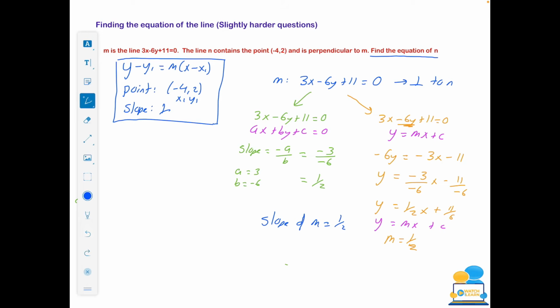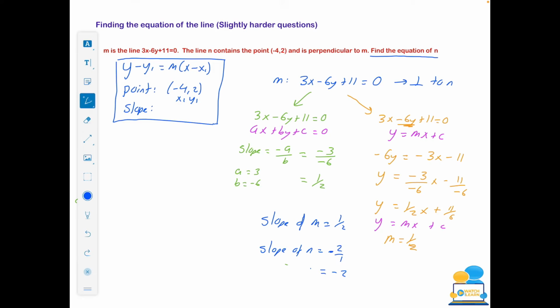Now, you need to be careful. The temptation would be just to fill in up there, m is equal to a half. But we're looking for the slope of n, and n is perpendicular to m. So to find the perpendicular slope, we're going to flip it upside down, so we'll end up with 2 over 1. And we're going to change the sign, we're going to put a minus sign in front of it. So really what that is, is just minus 2.